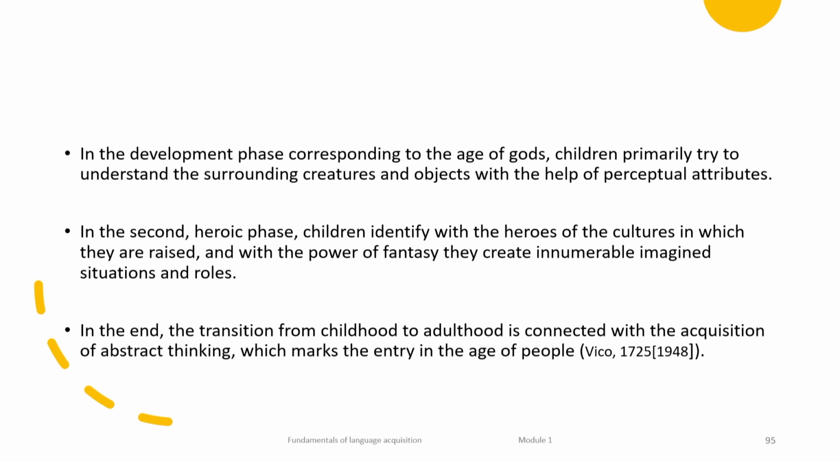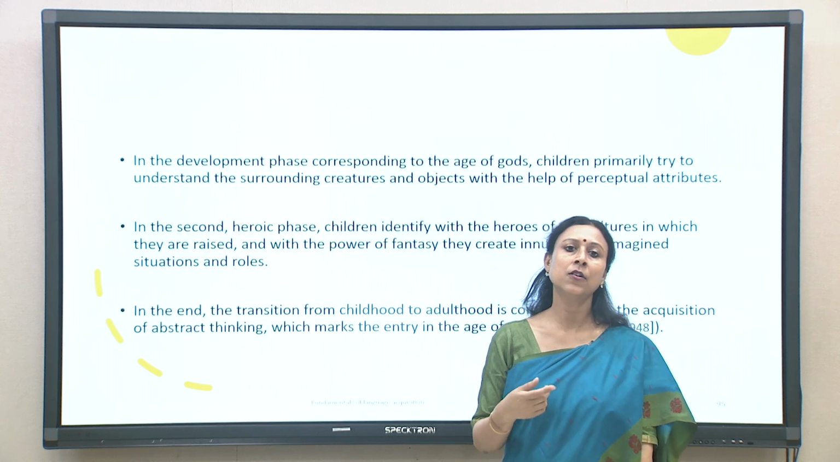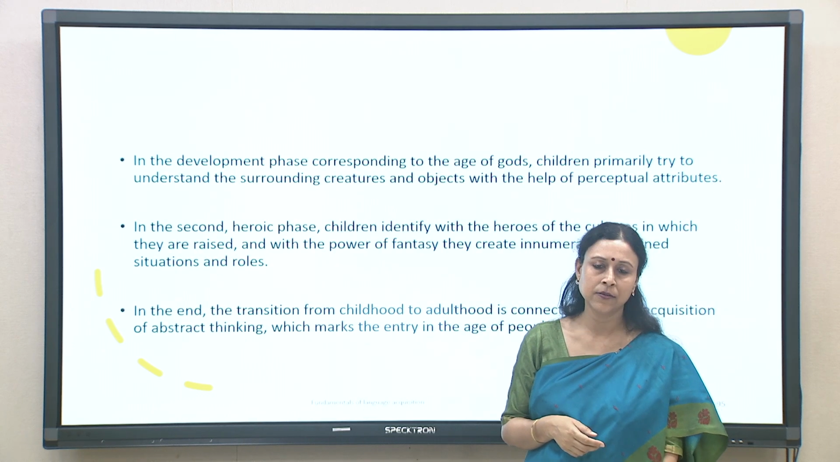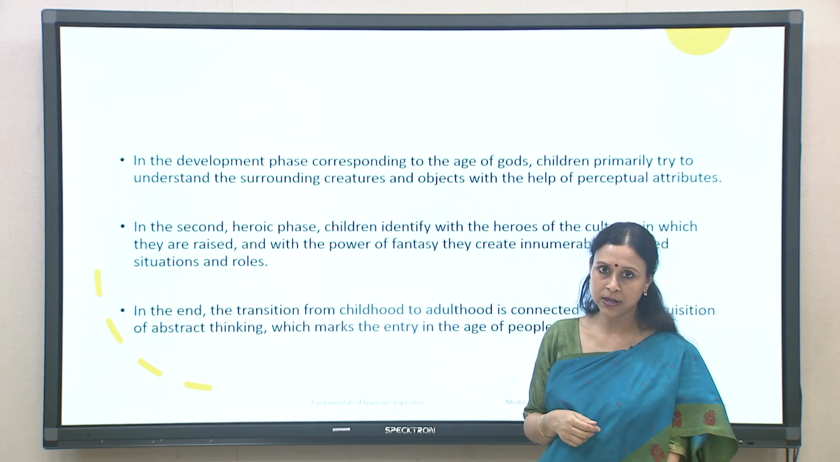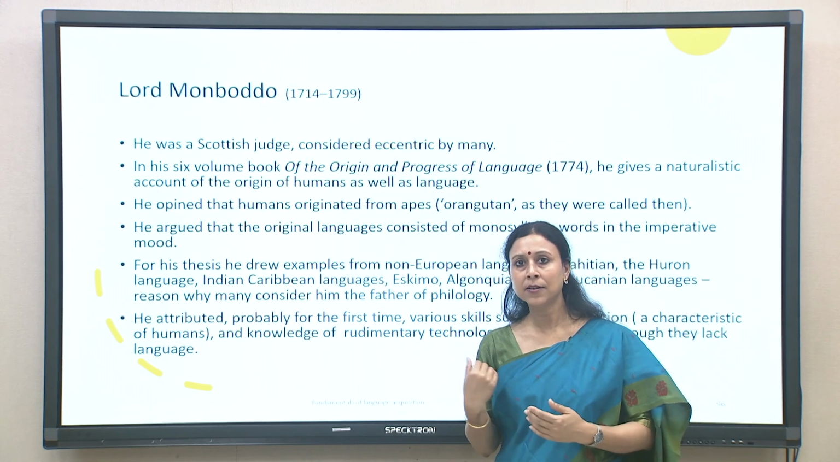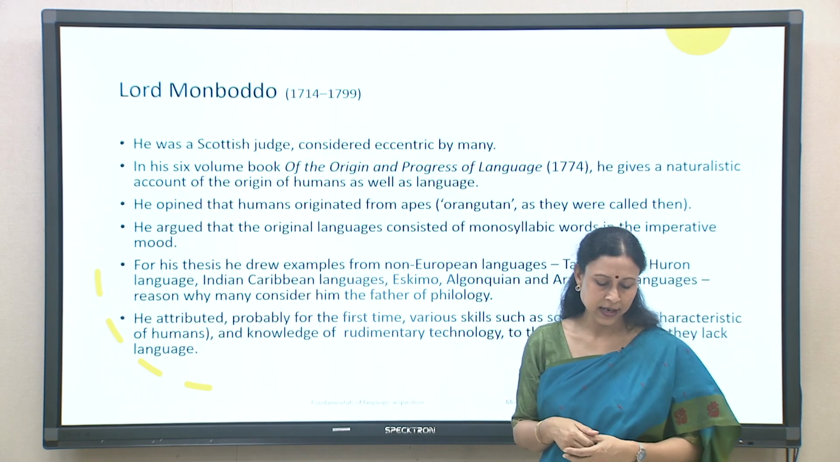Right, and with the power of fantasy they create innumerable imagined situations and roles, and in the end the transition from childhood to adulthood is connected with the acquisition of abstract thinking, which marks the entry into the age of the people. This is something which later on was built up by Jean Piaget as well, the various stages of human child development, which kind of corresponds to some extent with this idea.